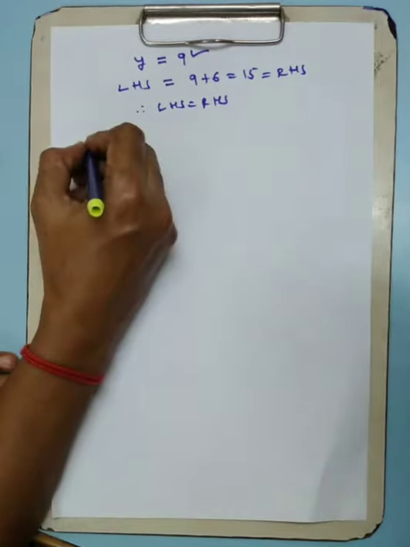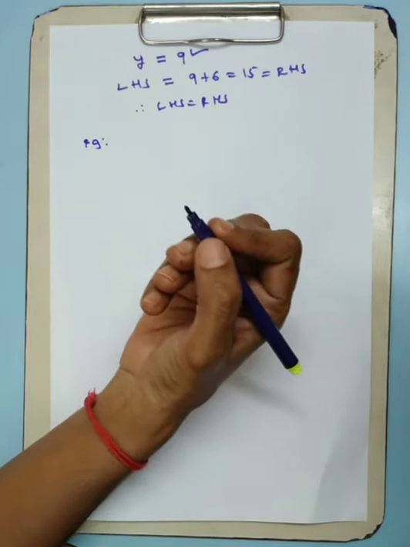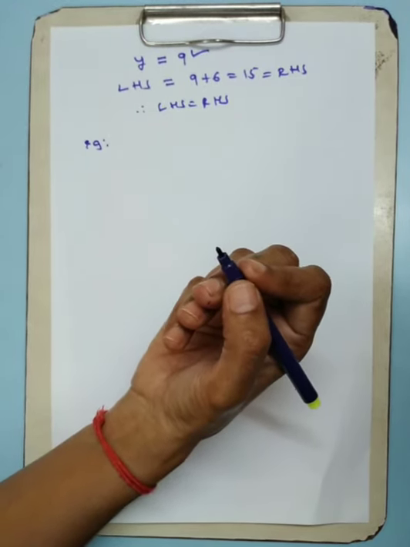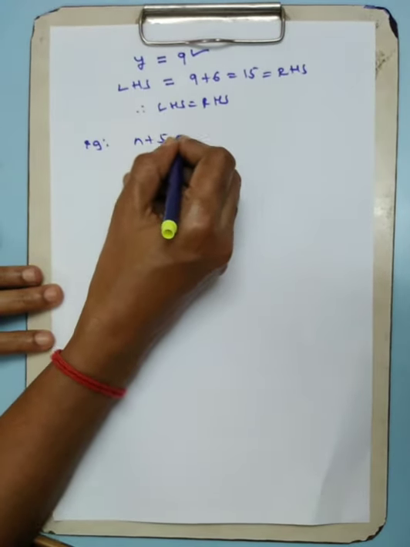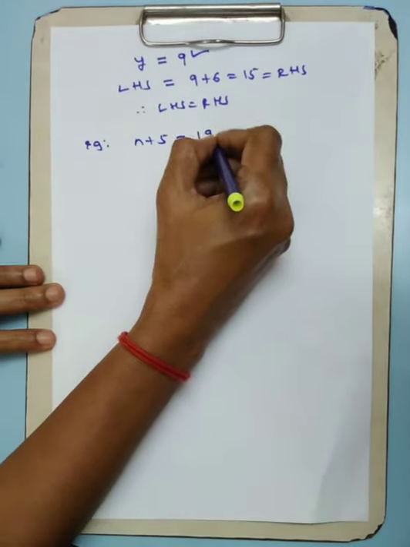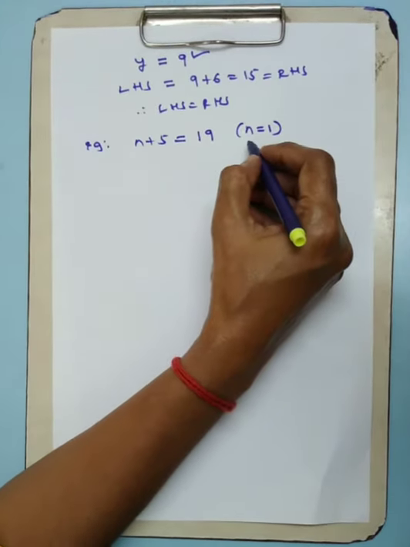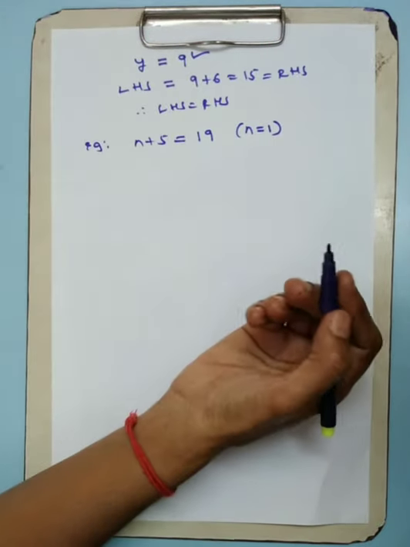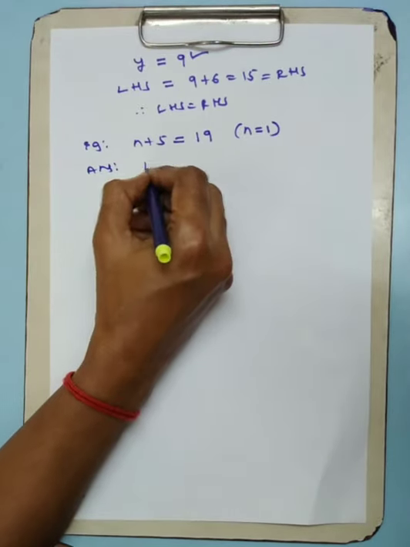Now, what is the question here? The question is, check whether the given value in the bracket is a solution of the given equation or not. Now here n plus 5 is equal to 19 and in the bracket, what is given? n is equal to 1. You have to check whether n is the solution of the given equation or not. Now let us verify.